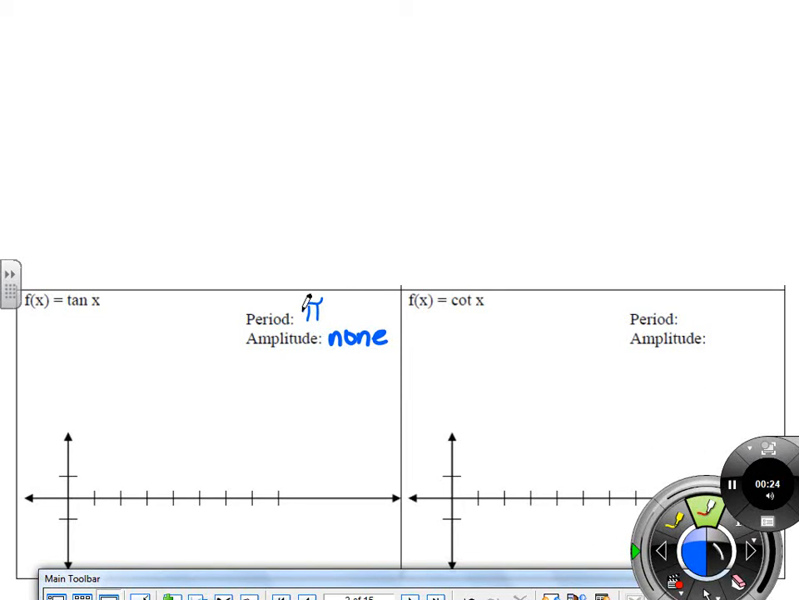Now remember, if you start at 0 and you make that fourth mark pi, the tangent function looked like 0, up, asymptote, down, 0. It looked like this. You have this from your investigation. All right, so this is what we have.